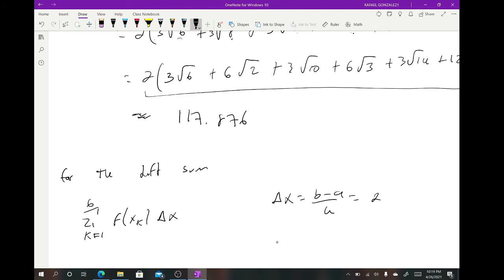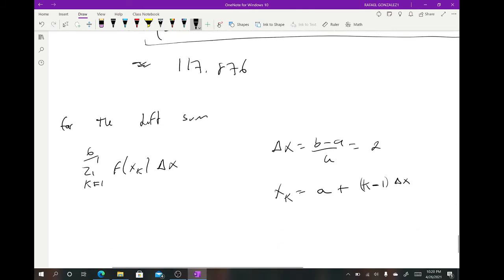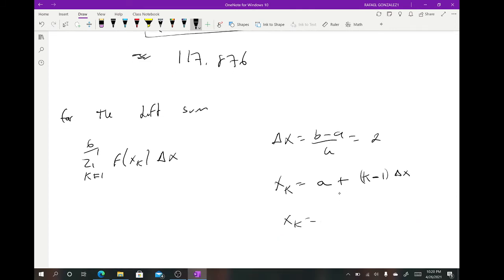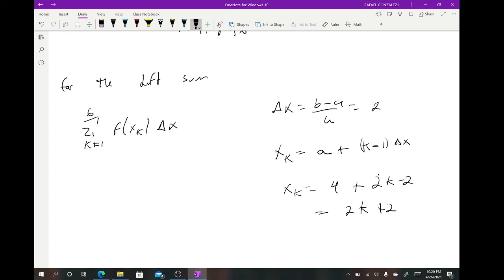The only thing that changes now is the xk, because xk now is a plus k minus 1 times delta x, by the definition that I wrote, which means that this is equal to 4 plus k minus 1 times 2. So we could write 2k minus 2 and then simplify. It's going to be 2k plus 2 if we simplify it. So first I distributed the 2, then I simplified. But now I have my left sum.